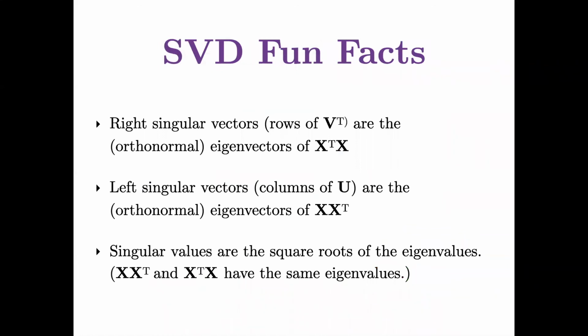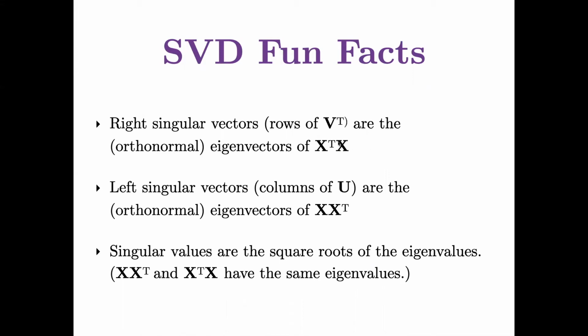Some fun facts about the SVD that you would find from pretty much any textbook immediately after it's presented is that the right singular vectors, those are the rows of V transpose, are the eigenvectors of X transpose X.